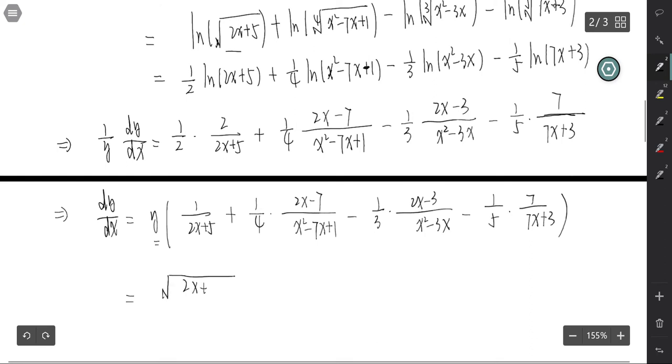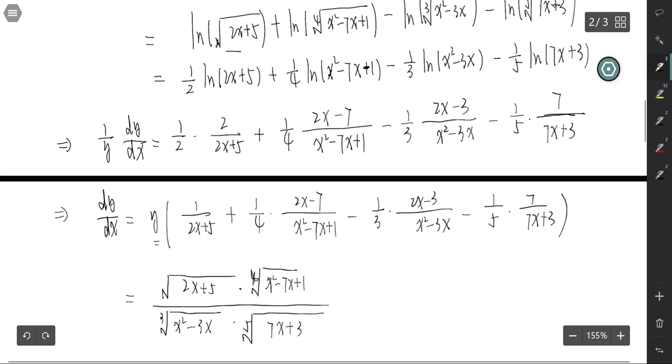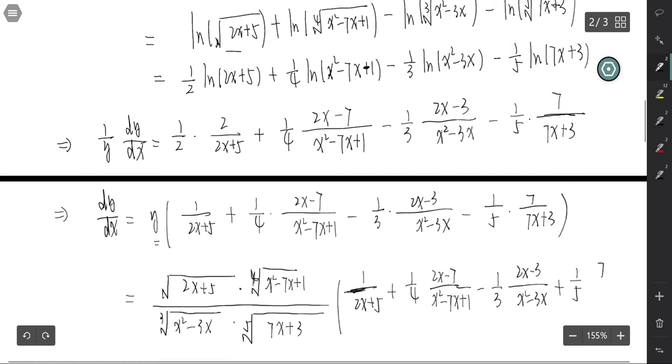And then we can change y back into the original form: square root of 2x plus 5 times fourth root of x squared minus 7x plus 1, over cubic root of x squared minus 3x times fifth root of 7x plus 3, and then times the terms in the parentheses: 1/(2x plus 5) plus 1/4 (2x minus 7)/(x squared minus 7x plus 1) minus 1/3 (2x minus 3)/(x squared minus 3x) minus 1/5 times 7/(7x plus 3). That's the final answer.